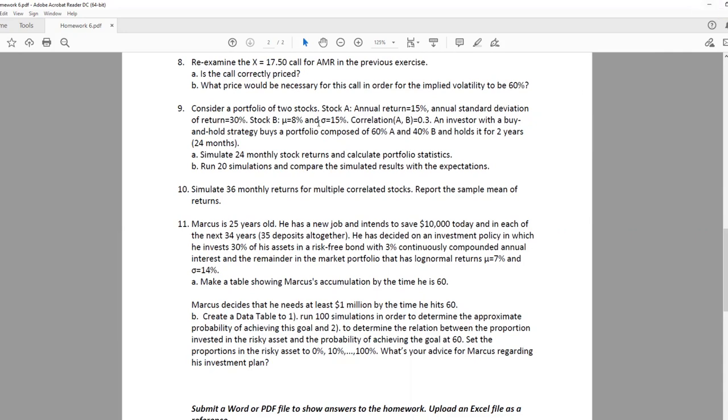Now let's look at the questions. For question 9, you'll need to simulate stock returns and calculate portfolio statistics. For stock return A and stock return B, we have the mu 15% and sigma 30% for A, 8% for B, 15% for B for the sigma. And they have correlation here. So what we need to do here is to simulate stock returns that are correlated. And then construct a portfolio composed of 60% A and 40% B. You're going to hold it for 2 years and simulate 24 monthly returns, given the parameters shown here.